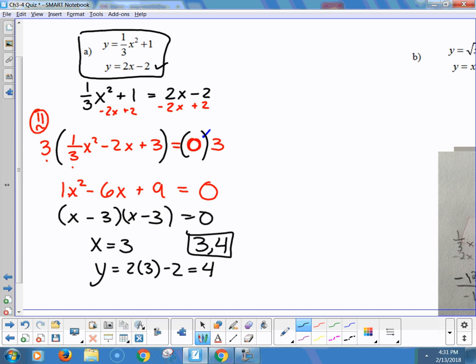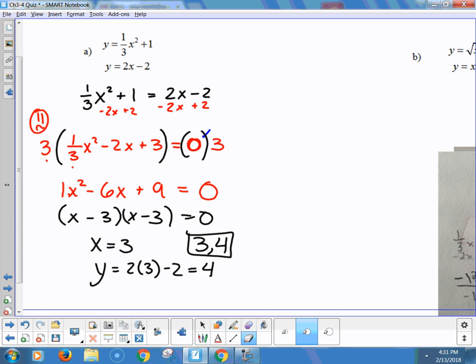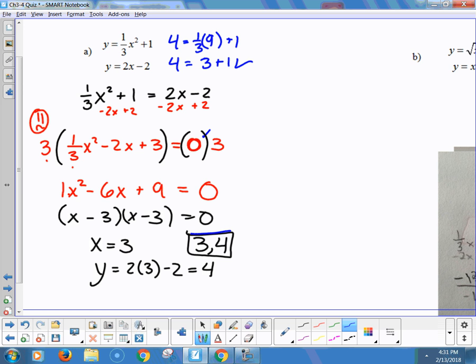I just checked it in this equation because we used the equation to get the 4. Let's check it in the other equation and just make sure it works. So I'd put in 4 has to equal 1/3 of 3 squared, 9, plus 1. Right? Yep. So 4 equals 1/3 of 9, which is 3, plus 1. It checks out. So this is my solution.